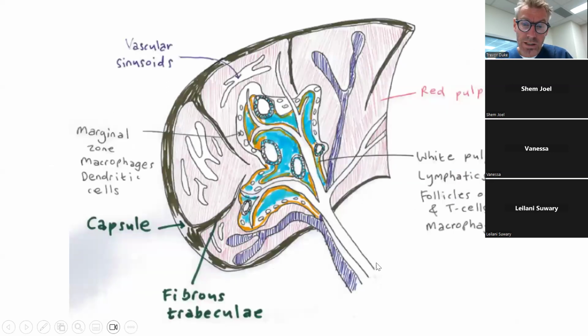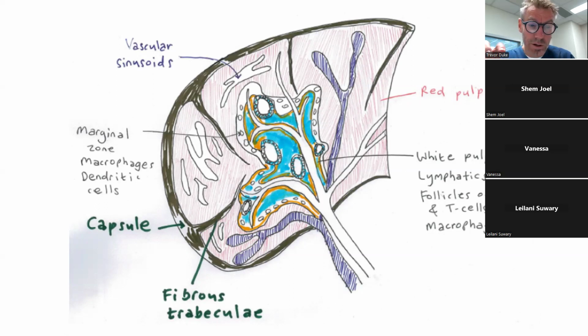I'll just show you this again. This is the splenic artery, and this is the white pulp here in the center. Around that is the marginal zone that's got lots of dendritic cells, and inside the white pulp are all the B cells and the T cells, and then the red pulp is around here, and the vascular sinusoids, which act as sort of blood collecting spaces.